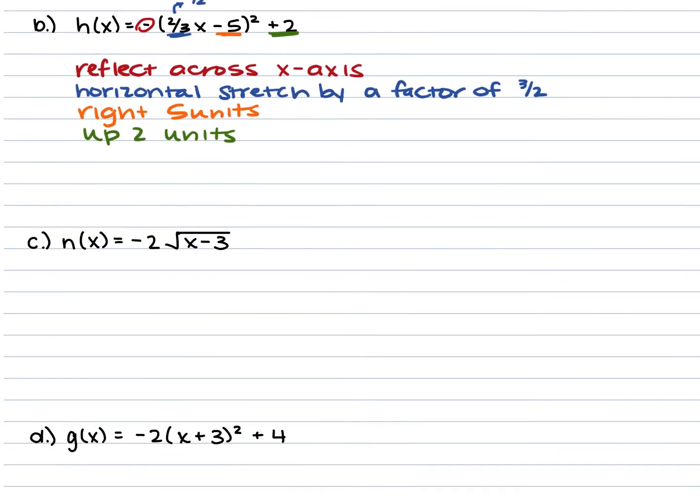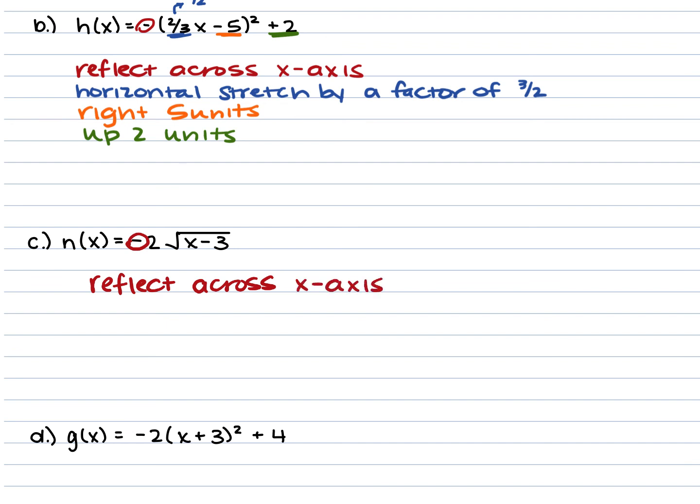For example C, we have n of x is equal to negative 2 square root x minus 3. The negative in front of the 2 tells us that we reflect across your x-axis. The 2 tells us we have a vertical stretch by a factor of 2. And the negative 3 underneath the radical after the x tells us that we're going to the right 3 units.